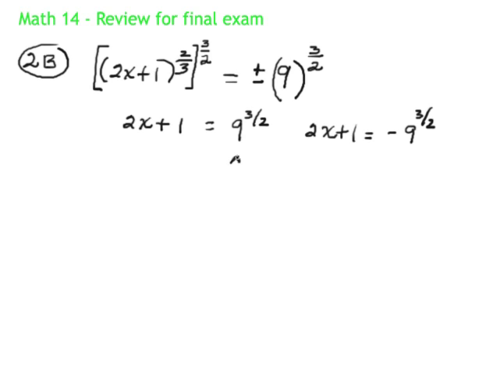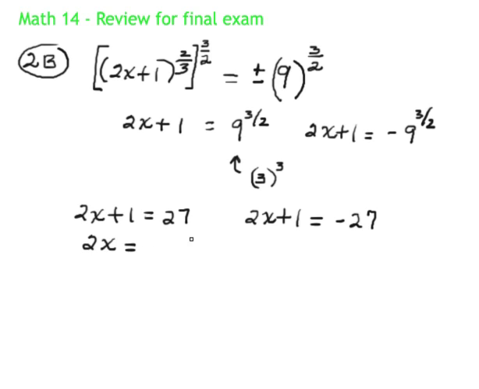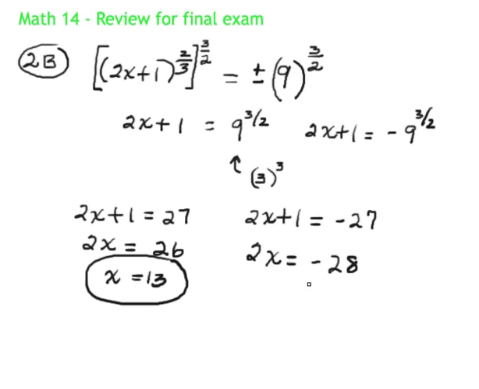All right, so this is 3 cubed. So that's 27. So this breaks up into 2x plus 1 is equal to 27. And then we also have 2x plus 1 equal to minus 27. All right, now solve, and we have 2x is equal to 27 minus 1, that's 26. And x is equal to 13, that's one solution. And now subtract 1 from both sides here, and we have 2x is equal to minus 28. Divide both sides by 2, and x is equal to minus 14.